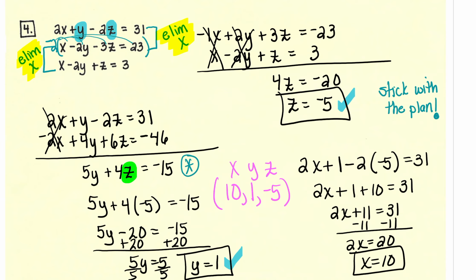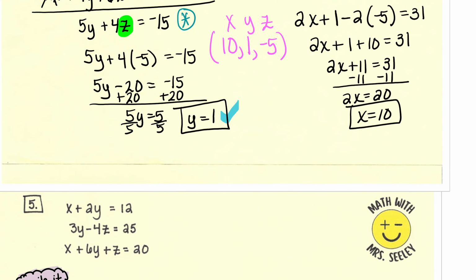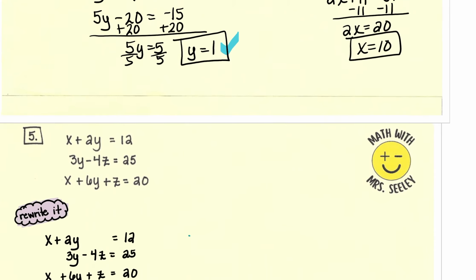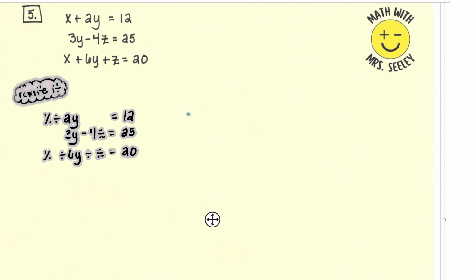Okay, last one. Let's take a look at example 5. If you look at example 5, it looks a little bit strange. Things are kind of like missing some variables. So first of all, let's rewrite this so that it looks easier to deal with. If I rewrite this, notice how I've put my x terms together right here. I've put my y terms together all on top, and I've got my z in the same column and my equals in the same column.